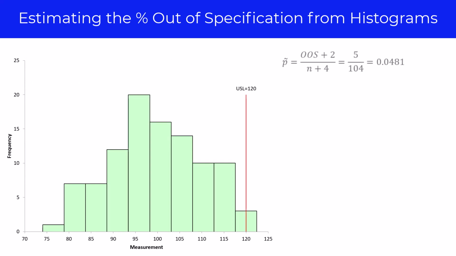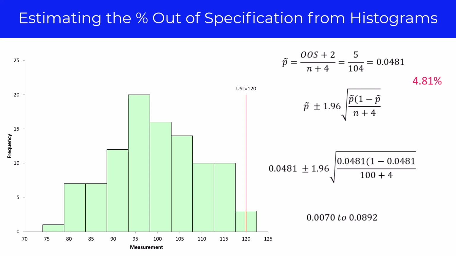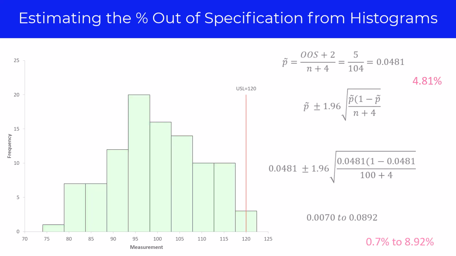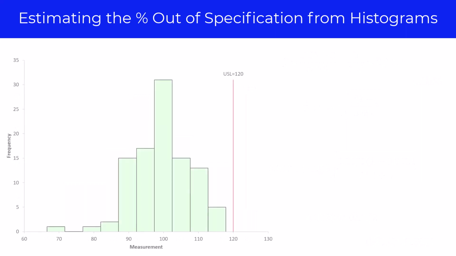So let's figure out how we do this. Go back to our first histogram that had 3 out-of-spec points. In this case, the Wilson point estimate is 4.81% out of spec. And we can then use the 95% confidence intervals, and we get a range of 0.7% to 8.92%. A very big range of what could be out of spec from the histogram.